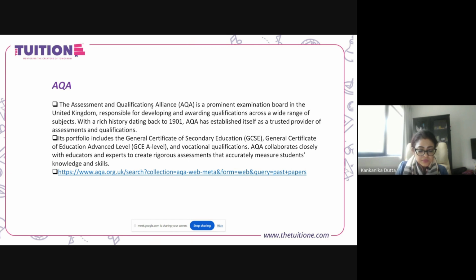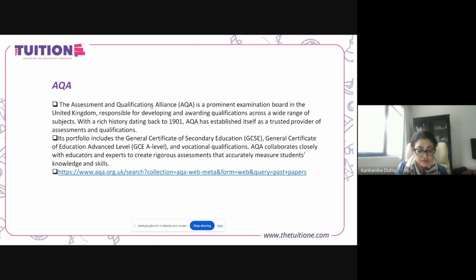GCSE is awarded to students in the UK, typically at the age of 16, right? AQA refers to specific exams and assessment processes conducted by the AQA board. For example, if my school holds the certificate of Edexcel GCSE, I can still choose some AQA papers also. So that is the main difference between the Edexcel and the AQA GCSE.